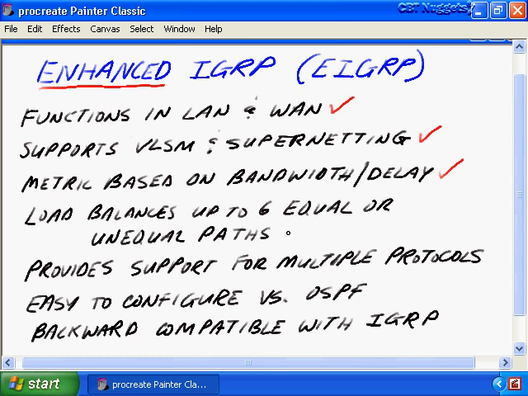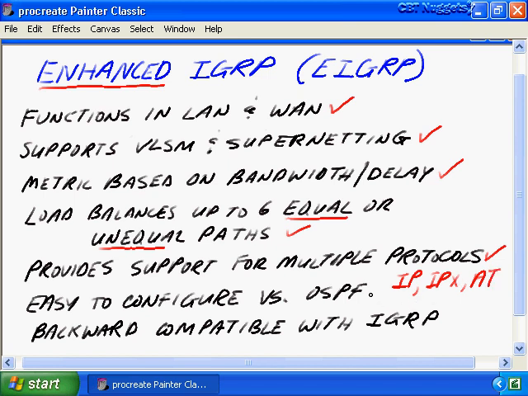EIGRP also balances up to 6 equal or unequal paths. So that's another advantage of this Cisco proprietary protocol. In addition, EIGRP provides support for multiple routing or routed protocols. For example, TCP/IP, which is what we're concerned with here in this nugget, IPX, and AppleTalk. So it supports multiple routed protocols.